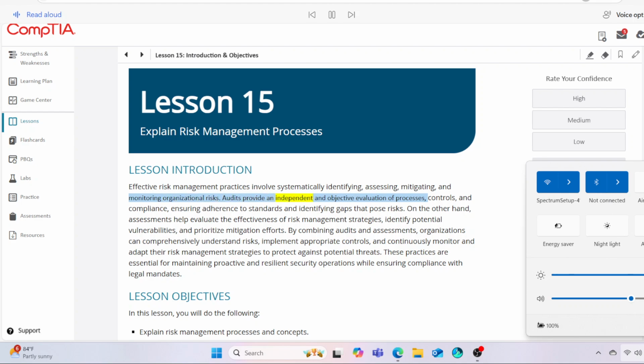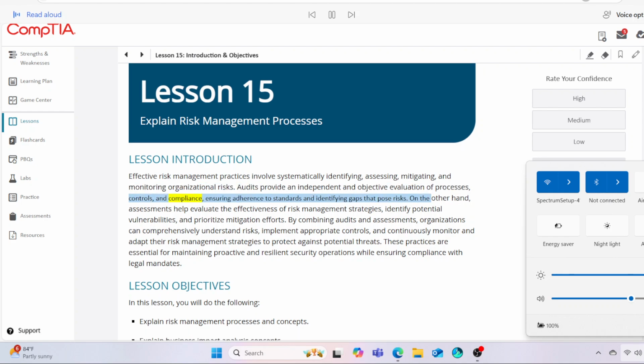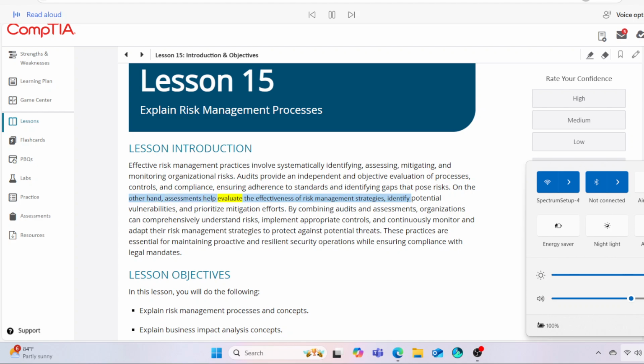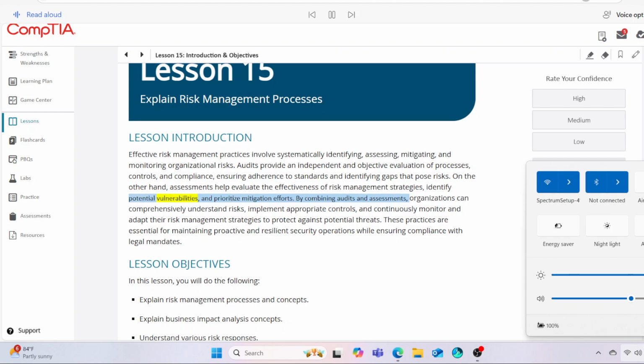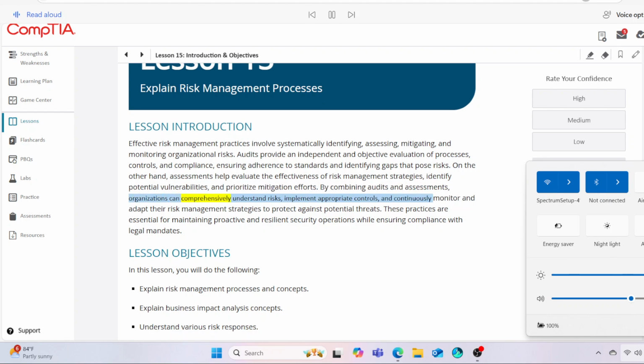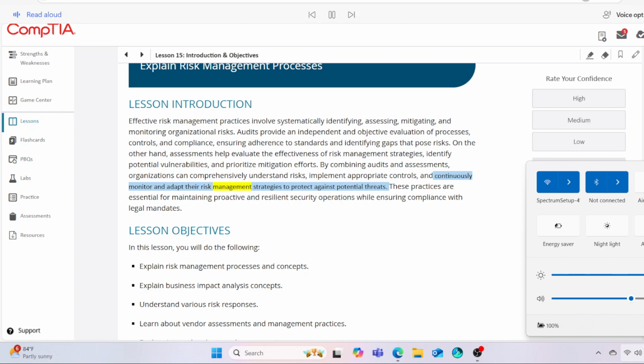Audits provide an independent and objective evaluation of processes, controls, and compliance, ensuring adherence to standards and identifying gaps that pose risks. On the other hand, assessments help evaluate the effectiveness of risk management strategies, identify potential vulnerabilities, and prioritize mitigation efforts. By combining audits and assessments, organizations can comprehensively understand risks, implement appropriate controls, and continuously monitor and adapt their risk management strategies to protect against potential threats.